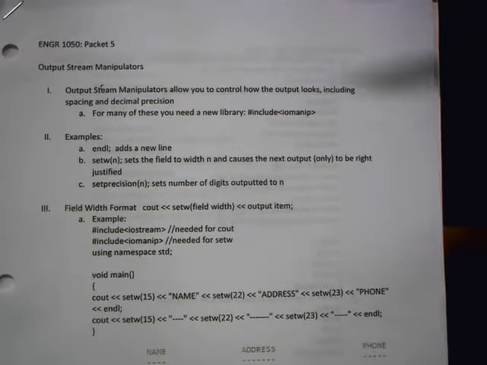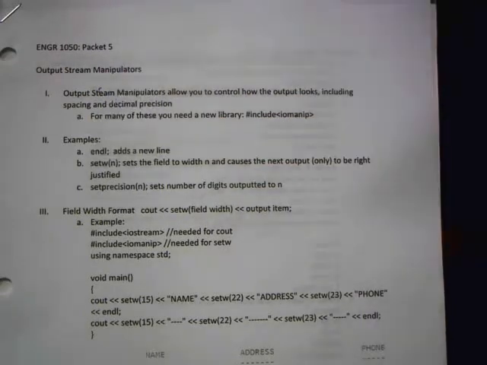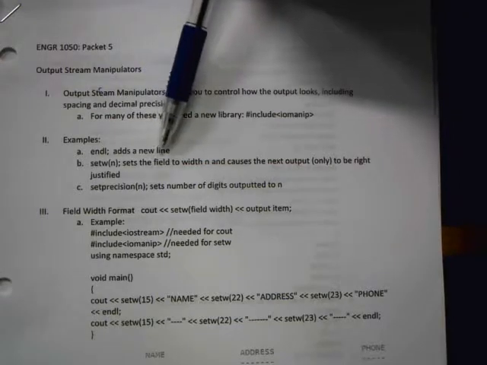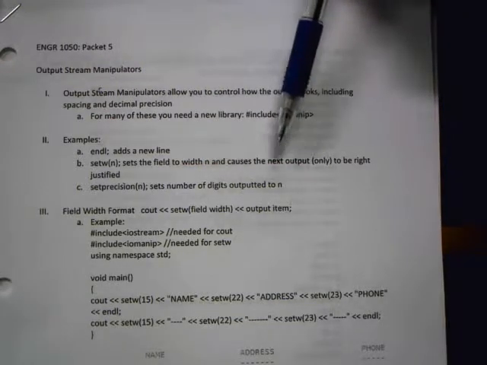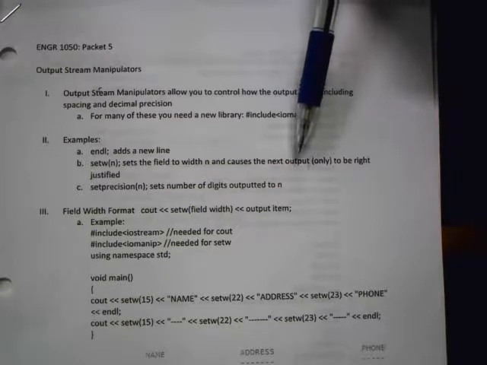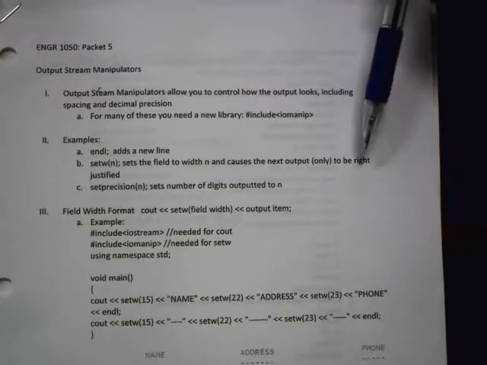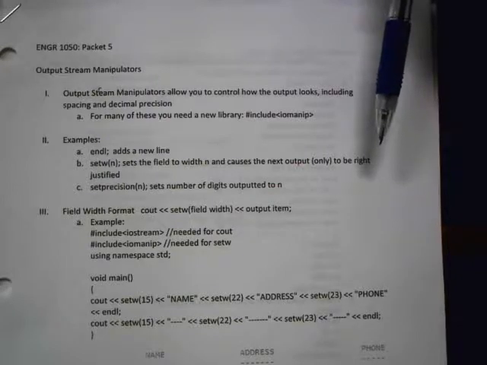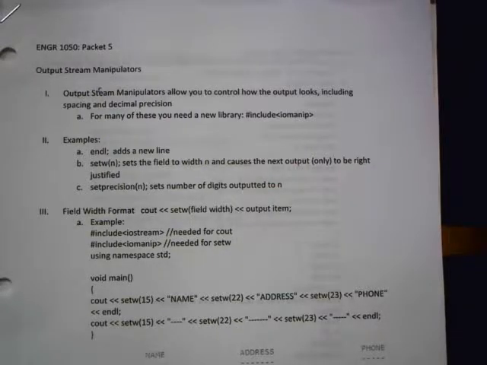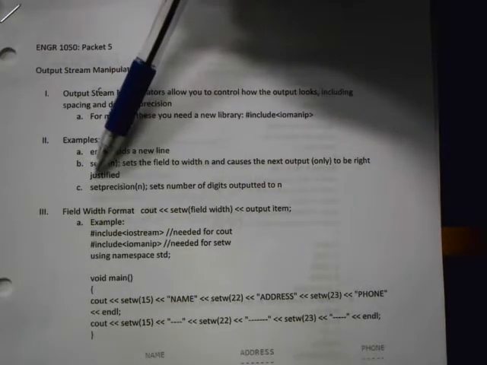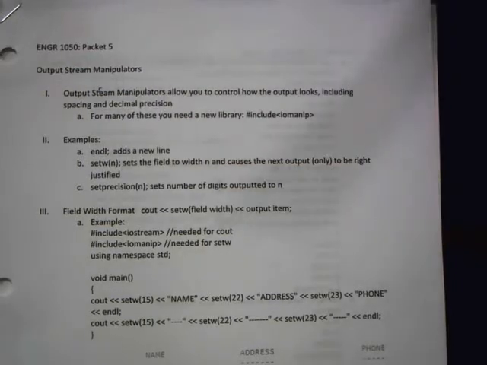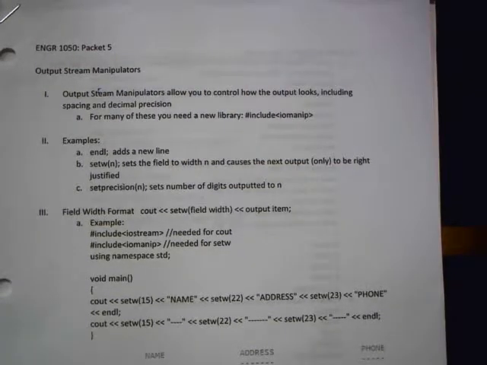A new one we're going to use is called setw, which stands for set width. That will allow us to set the field to a width n and causes the next output, and only the next one, to be right justified. By default, everything in C++ is right justified, not left justified, which takes a little while to get used to. Everything pushes to the right, not the left. I don't know why, but that's the way they wrote it. And then we're going to use another manipulator called setprecision, which will allow us to decide how many decimal points we want to be printed.